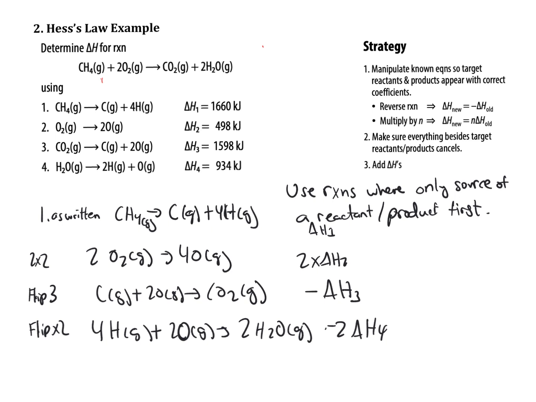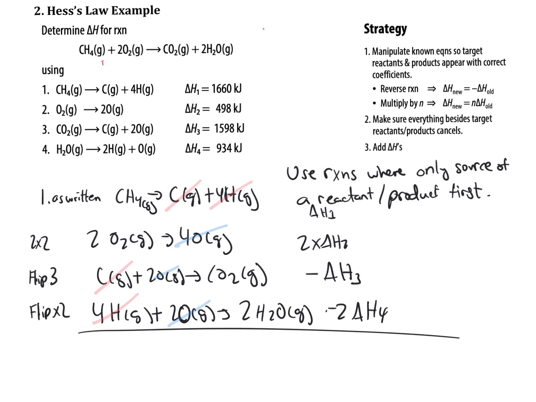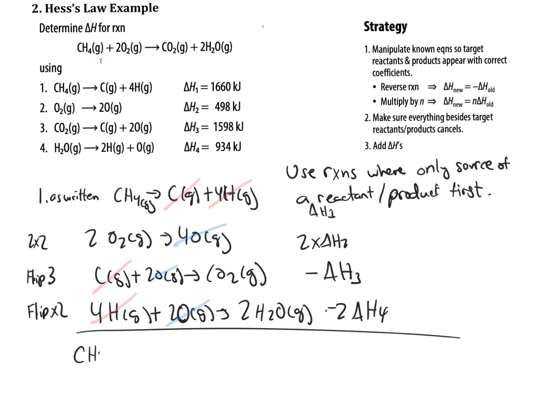At the end, I can check that everything cancels. So C gas cancels, 4H cancels, and my 4O cancels with 2O and 2O. And therefore, my final answer is, in fact, CH4 plus 2O2 goes to CO2 plus 2H2O.